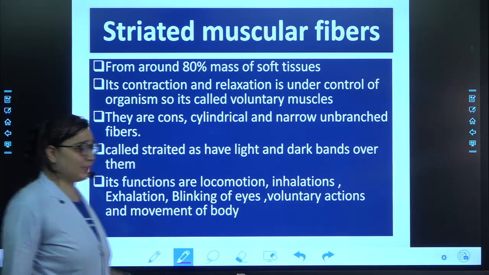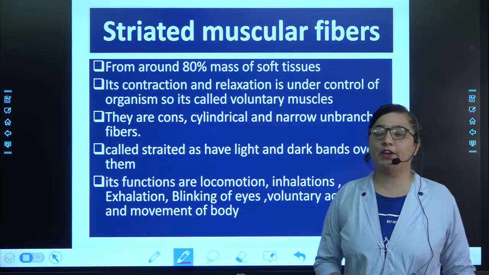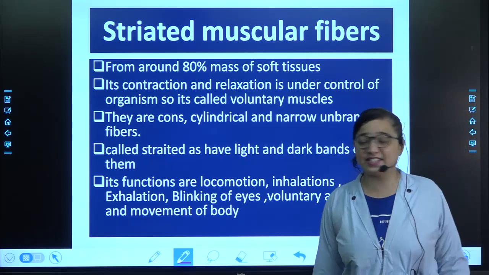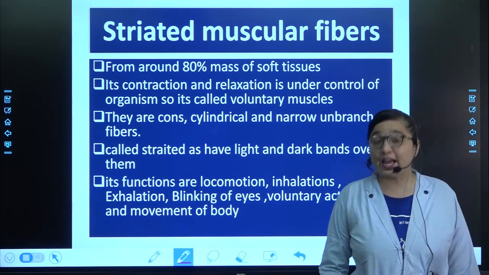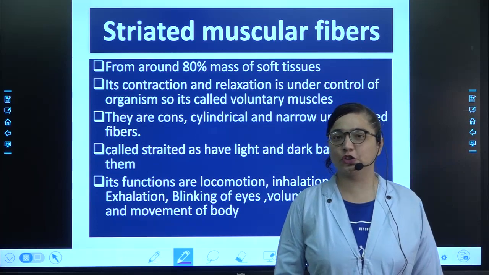They are called striated because they have light and dark patches. Its functions are very important. That is in locomotion, inhalation, exhalation, in the blinking of the eyes, and all the voluntary movements that are happening in a body. Now let's move on to the next particular tissue.